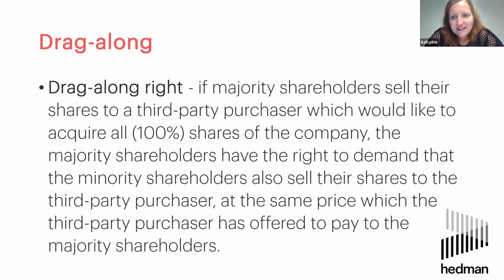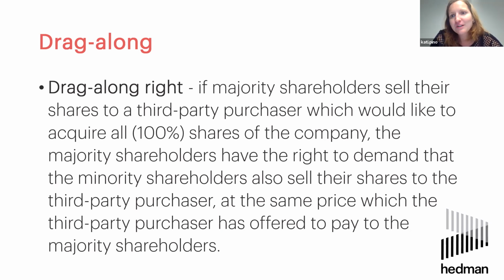Another right that is protective of the majority is a drag along right. Under Estonian law, the public limited liability companies have a squeeze-out regulation. So if one shareholder buys more than 90% of shares of a public limited liability company, they can tell the minority shareholders, hey guys, I'm going to buy you out. These are the terms, and they have to oblige. In case of a private limited company, no such regulation exists.